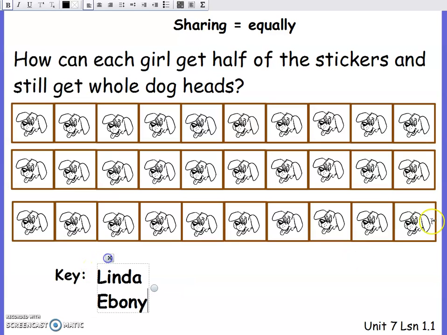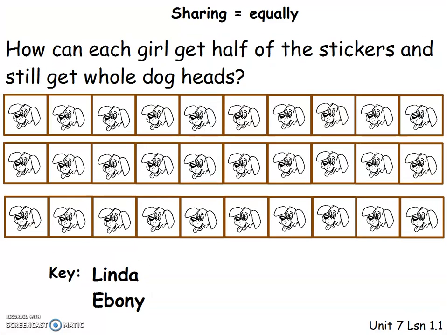Okay, so we're going to make a little key here so we know who we're giving what. So I'm going to give Linda, let's see, I'll make this a little bit bigger. She's going to get pink and Ebony is going to get green. Okay, so let's see. Now I could go alternate. I could go Ebony, Linda, Ebony, Linda, Ebony, Linda, Ebony, Linda. I could do it that way.